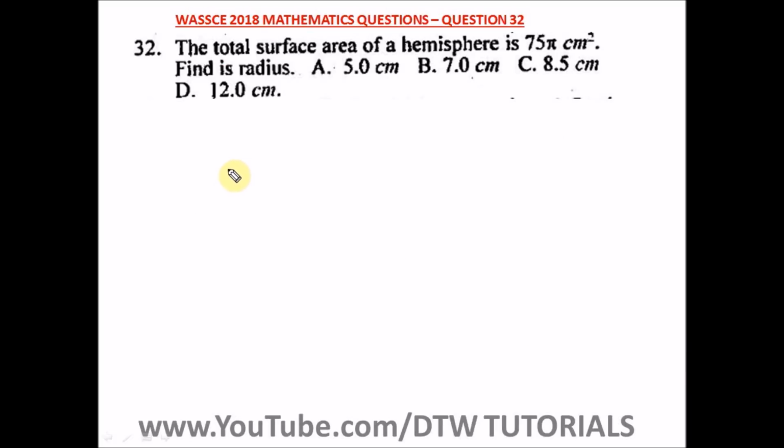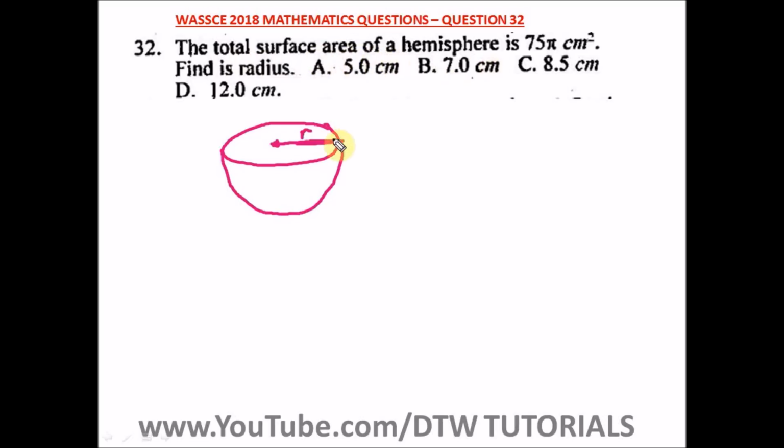Question 32 of the WASSCE 2018 Mathematics Past Question, that's your WAEC exam, says the total surface area of a hemisphere is 75 pi centimeter square. Find its radius. So we have a hemisphere here with a radius r at the midpoint. So we have to find the total surface.